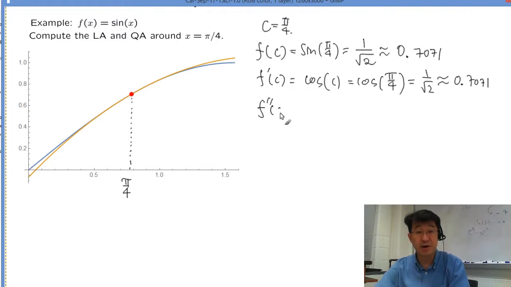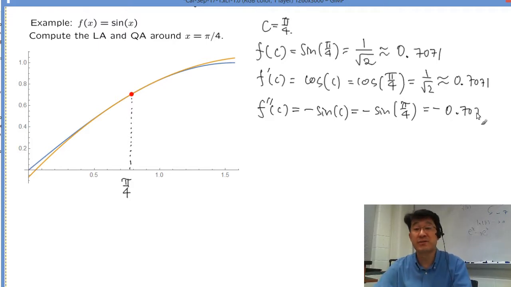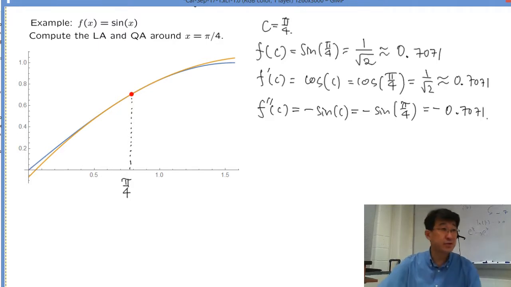f double prime of c, right? We need to calculate that. What is f double prime of c? Minus sign. We differentiate f prime of c one more time. So negative sine of c, right? So negative sine of pi over 4, which you already calculated. So here's a negative 0.7071. Okay? So relative to sine of something, 1 over square root 2 is an easier thing to calculate.